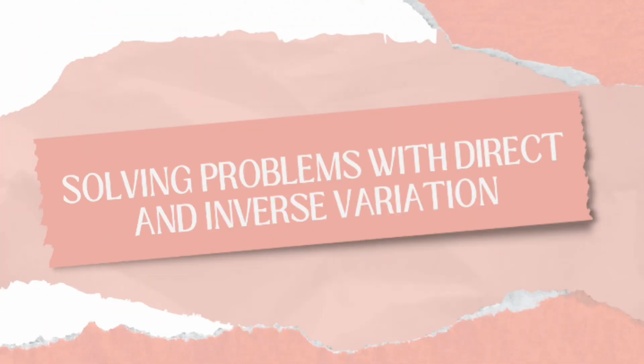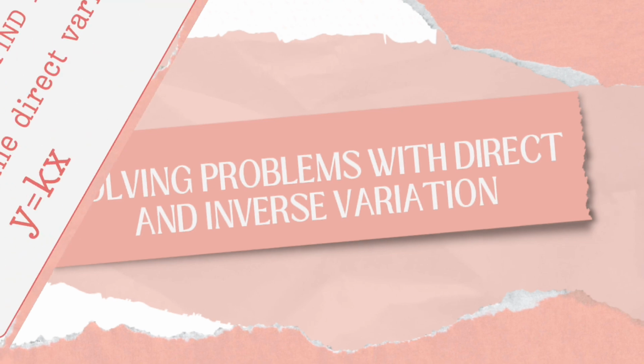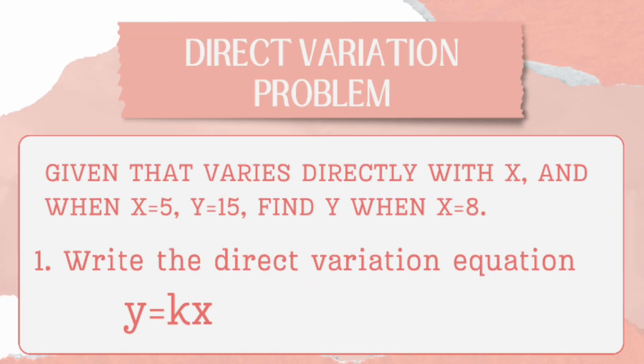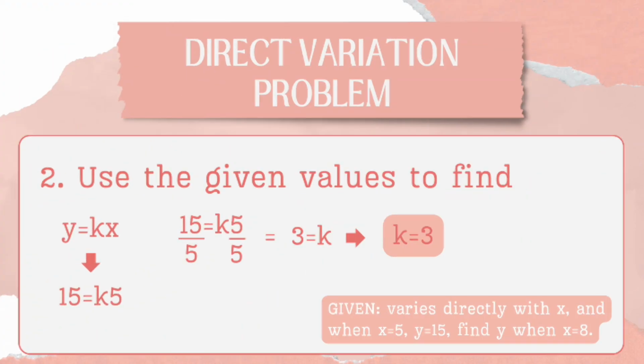Solving problems with direct and inverse variation. Direct variation problem. Given that y varies directly with x, and when x equals 5, y equals 15, find y when x equals 8. Number 1. Write the direct variation equation: y equals kx.